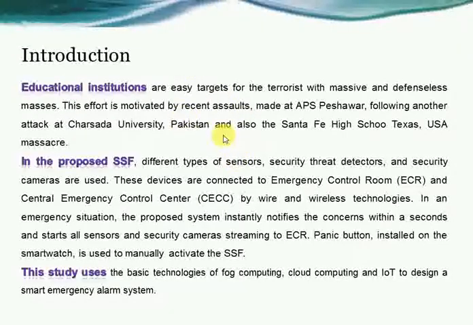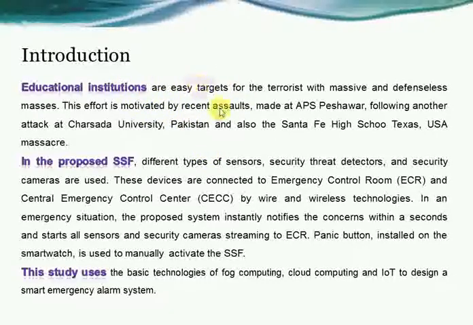So if you are interested in the Internet of Things and smart devices, especially how to code smart devices, how fog and cloud computing work, and how research articles are actually written and coded, then this video may help you.